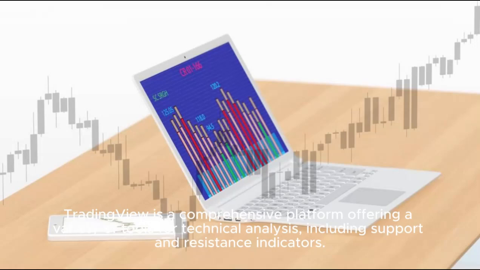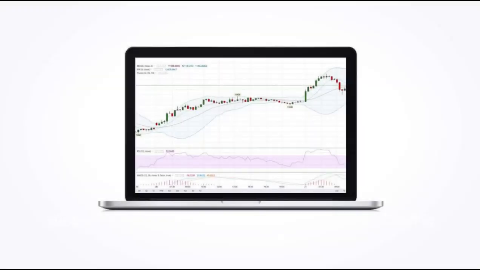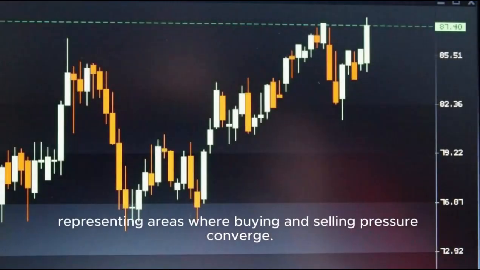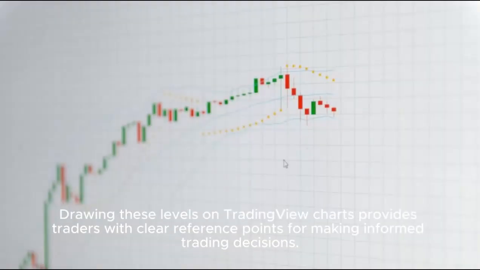TradingView is a comprehensive platform offering a variety of tools for technical analysis, including support and resistance indicators. Support and resistance levels are critical in understanding market dynamics, representing areas where buying and selling pressure converge. Drawing these levels on TradingView charts provides traders with clear reference points for making informed trading decisions.